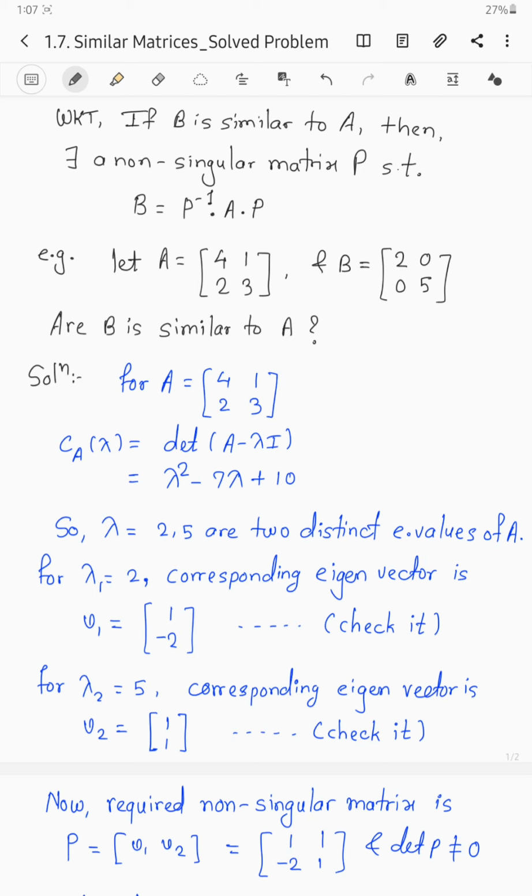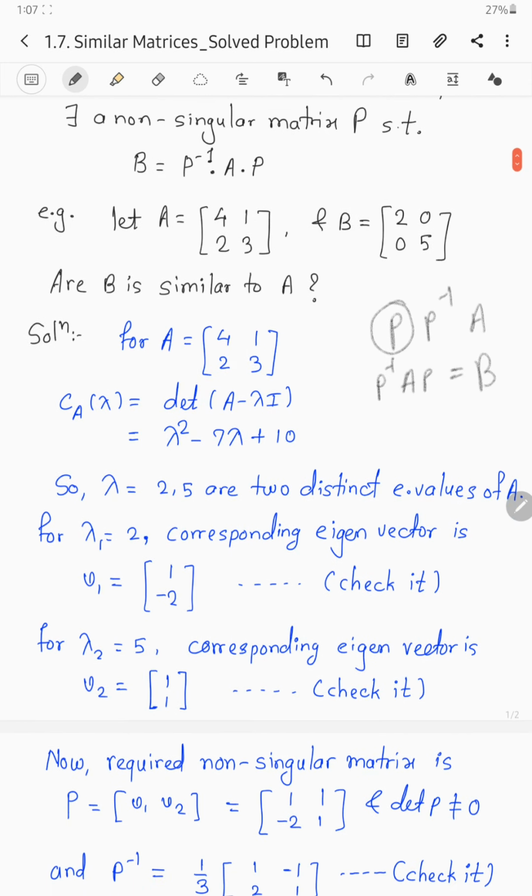Now if I am able to find some matrix P, then I will find P inverse. Then, since I already have A, I multiply P inverse A P. If this matrix is the same as the given matrix B, then and only then will I say that both matrices A and B are similar. Now the main problem is how to find this matrix P. So we will proceed to find P.